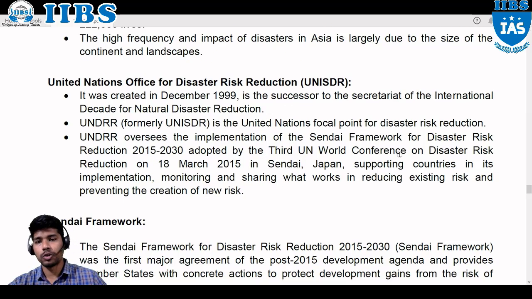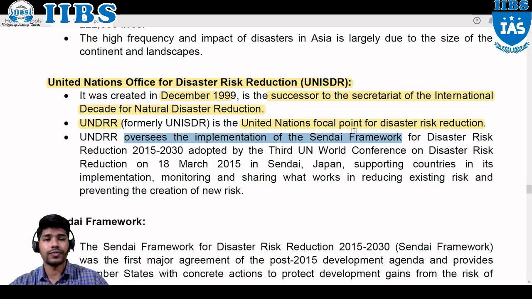And we have to know about the United Nations Office for Disaster Risk Reduction. It was created in December 1999. It's the successor of the Secretariat of the International Decade for Natural Disaster Reduction. UNDRR, the United Nations Office for Disaster Risk Reduction, is the United Nations focal point for disaster risk reduction, as the term says. And it oversees the implementation of the Sendai Framework, which is very important for prelims.